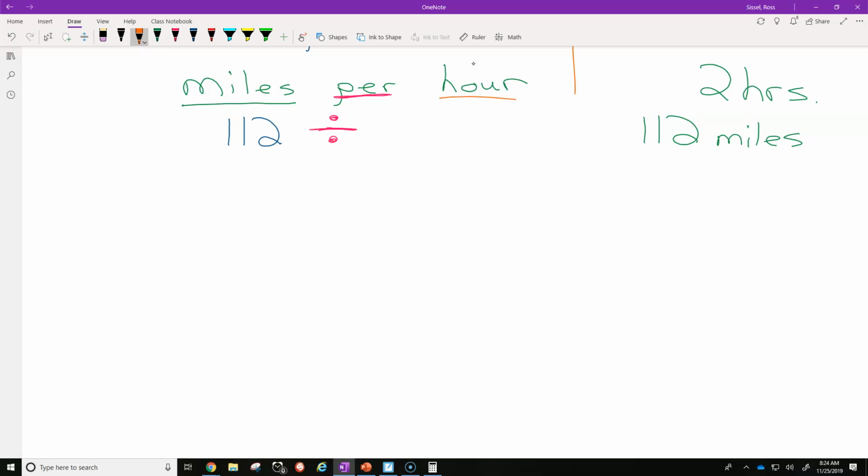Avery, last one is I want to know hours. How many hours did I drive? 2. What is my answer? Miles per hour. Use your calculator. What'd you get? Try it one more time. 112 divided by 2, 56 miles per hour.